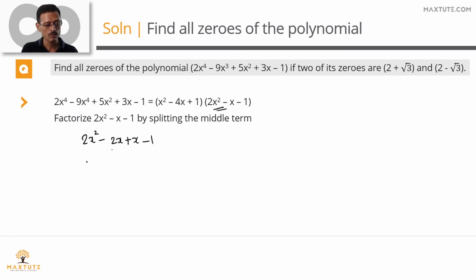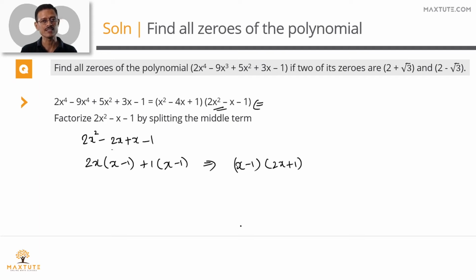Take 2x as a term common from the first and second term, so that leaves us with an x minus 1. Plus 1 as a term common from the third and the fourth term, leaves you with an x minus 1. Take x minus 1 as a term common from both these parts, so you'll get x minus 1 into 2x plus 1. So this is how the second part factorizes. Equate each of these parts to 0. So we'll get the zeros of this expression as x equals 1 and x equals minus half.